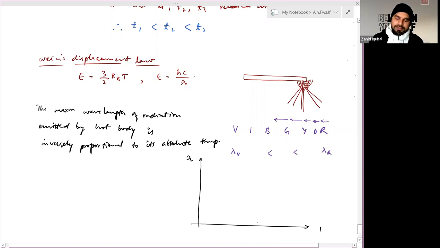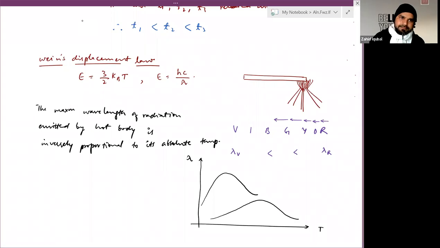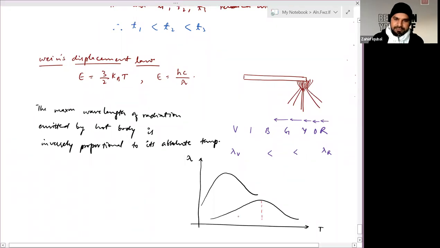It means, this is wavelength versus temperature. Initially, let the temperature be this one, and further this is the maximum wavelength and temperature of the body at that part. Let's say this is lambda 1 and this is temperature T1. Temperature T2, lambda 2, and so on. From this part, we can say T2 is small, so lambda 2 is large. T1 is large, so lambda 1 is small. So lambda maximum is inversely proportional to the temperature of the body.